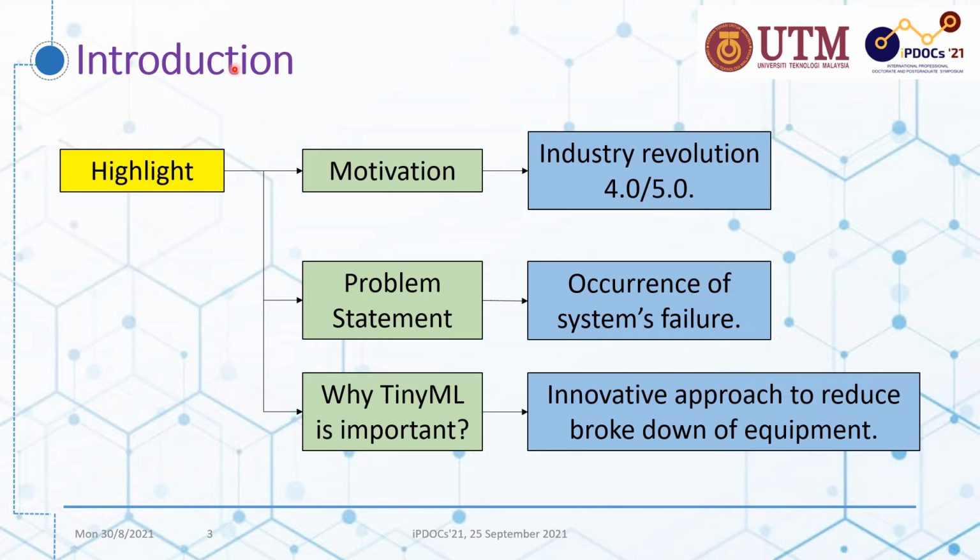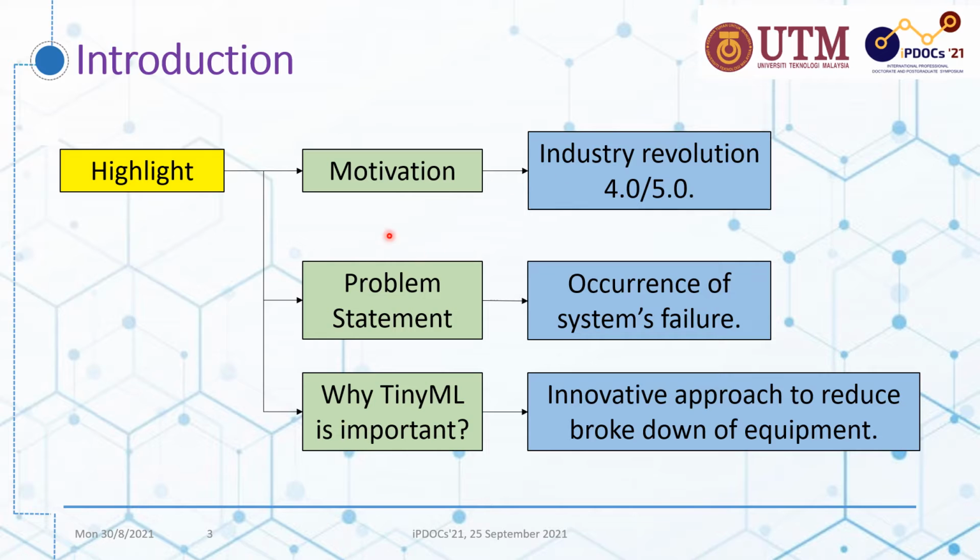So for the introduction, first is the highlight, then leading to motivations. What is Industry 4.0? Industry Revolution 4.0 describes the growing trend towards automation and data exchange in technology and processes within the manufacturing industry. Currently, we are in Industry Revolution 4.0 and moving towards Industry Revolution 5.0. Industry 5.0 refers to people working alongside robots and smart machines.